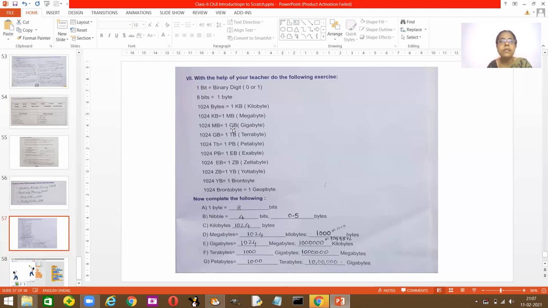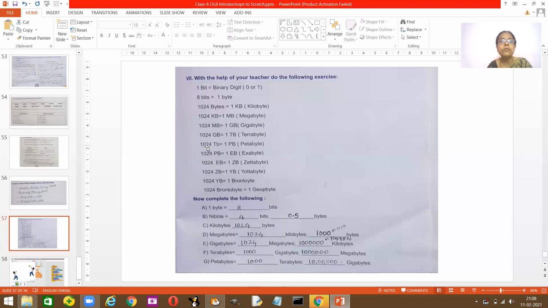Then terabyte. 1 terabyte is equivalent to 1024 gigabytes. I wrote 1000, but you should write 1024 gigabytes. And how many megabytes would it be equivalent to? It's just one step ahead. So it becomes 10 lakh megabytes.